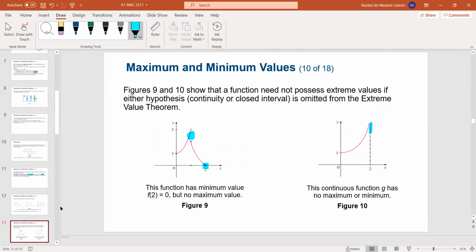It is continuous over the domain. However, it rises up. Let's redo. It rises up towards infinity, right? Towards infinity. So once it rises toward infinity, we're not going to say the maximum is 2 or f of 2, right? So that's why there is no maximum there. And here it's open. So notice that this is open. So it's discontinuous. So there is no maximum and no minimum.